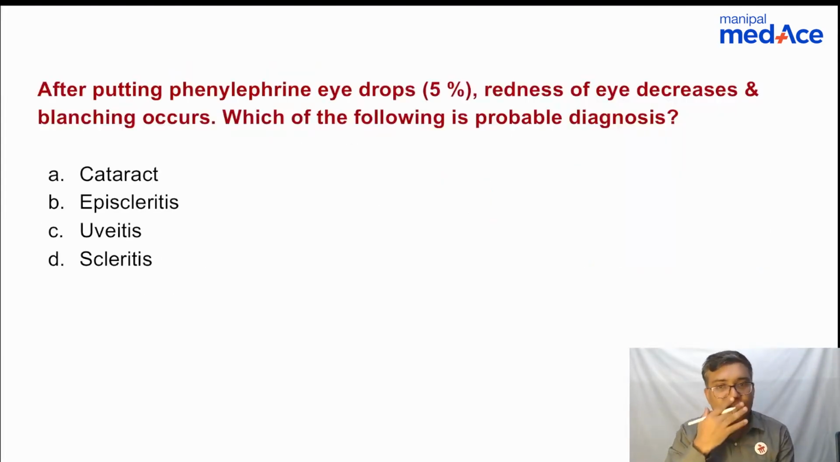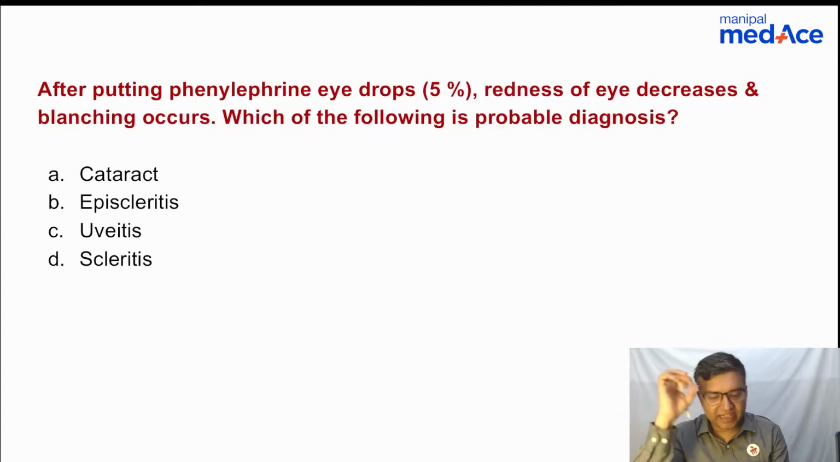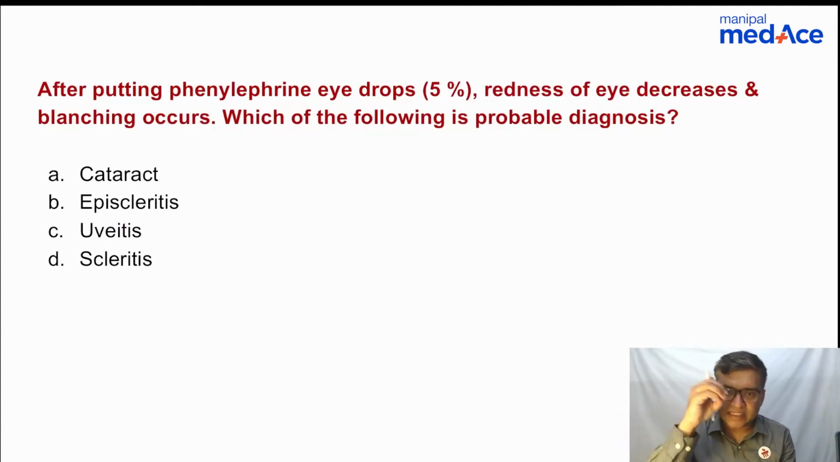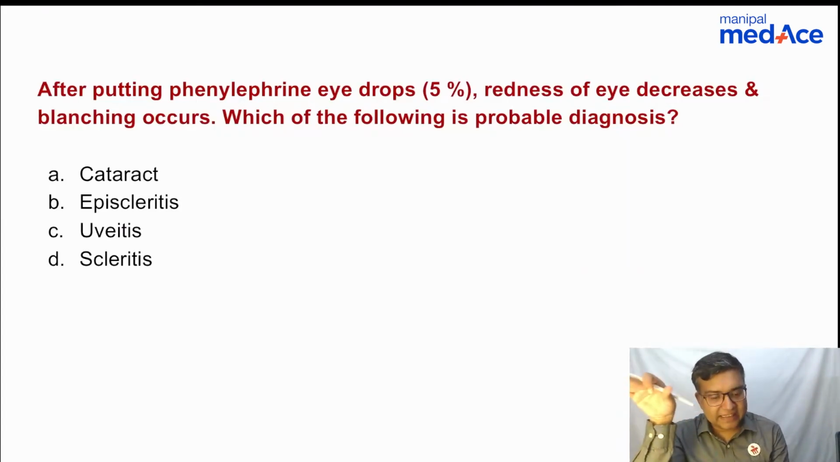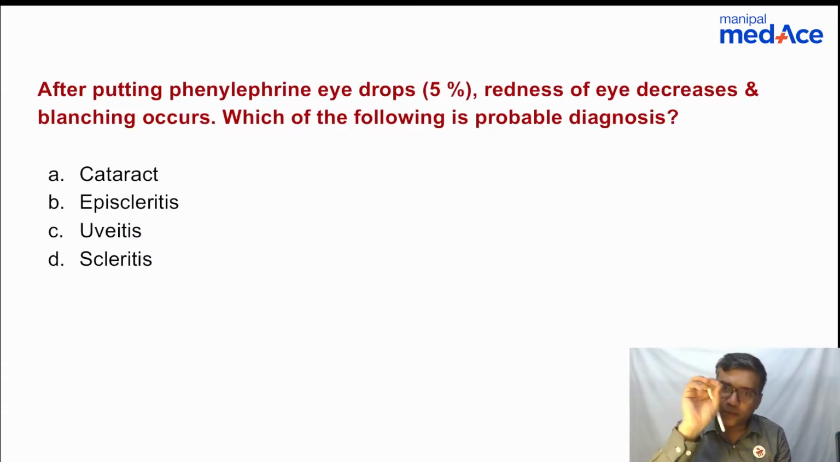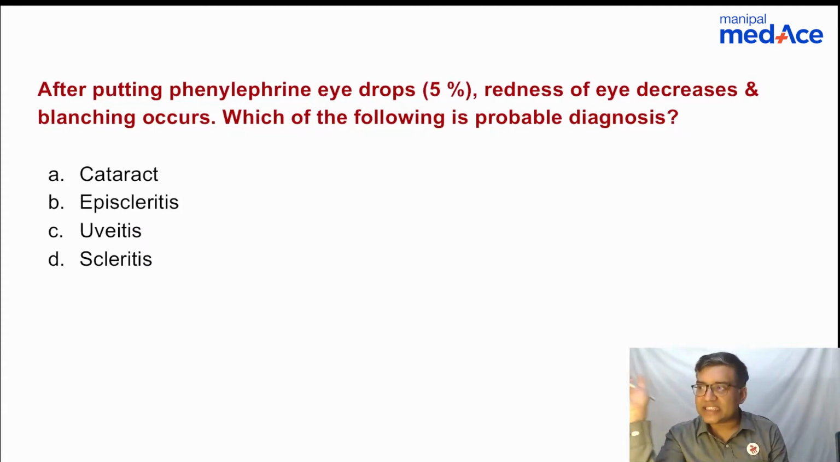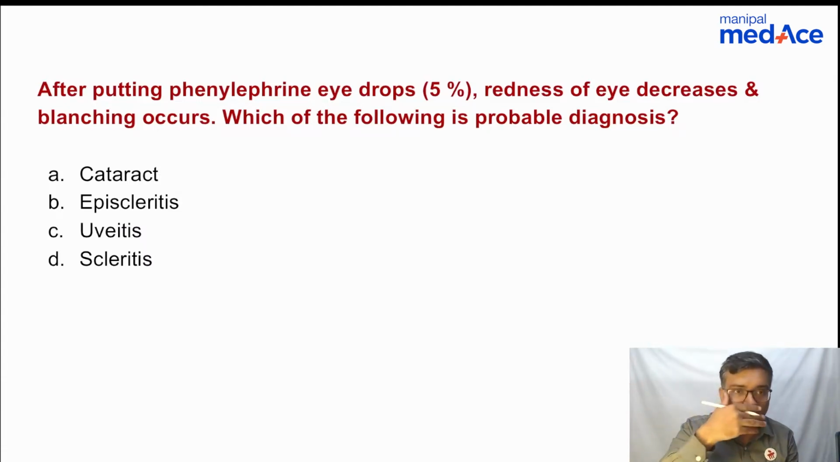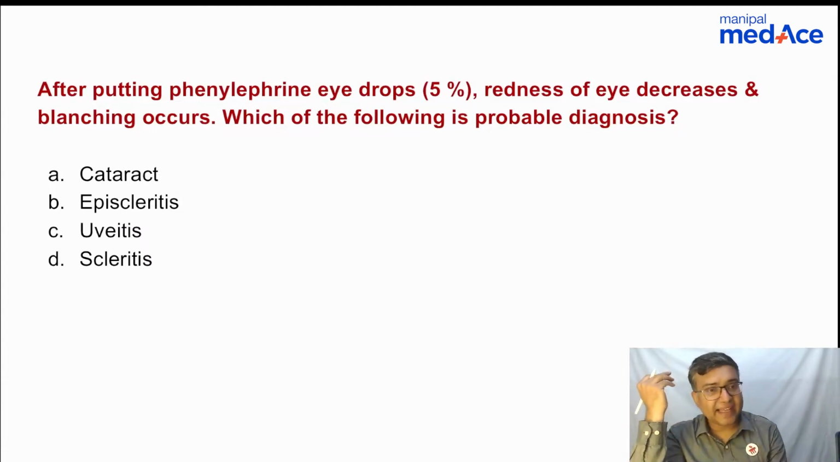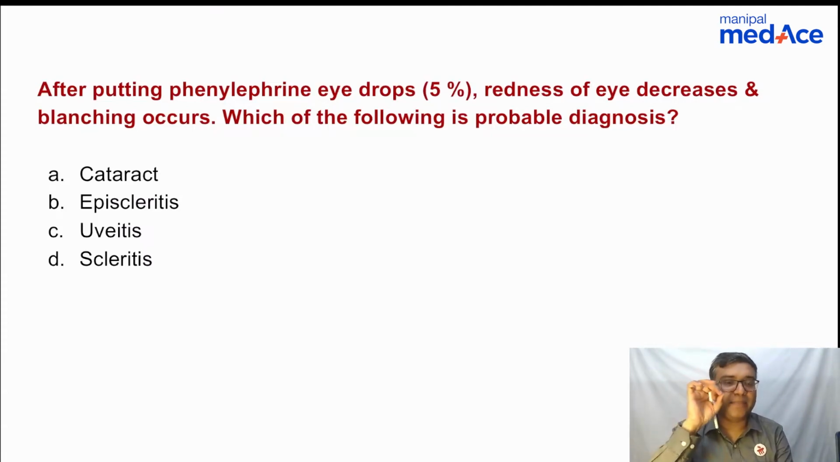The next question was, after putting phenylephrine 5% eye drops, the redness of the eye decreases and there is blanching. So the patient comes with congestion, but after putting phenylephrine eye drops, the congestion has reduced. What is your probable diagnosis? Your options are cataract, episcleritis, uveitis and scleritis. First of all, cataract would not cause redness, so you can directly rule that out. Now you have episcleritis, uveitis and scleritis.